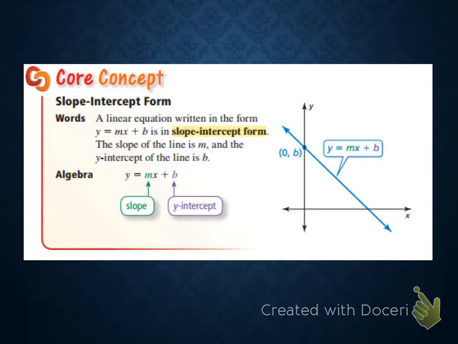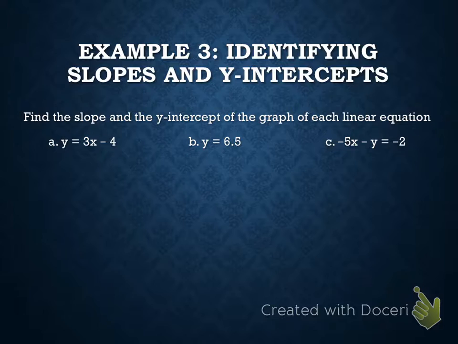Now, how can we use this slope? This is when we use the slope-intercept form. A linear equation written in the form y equals mx plus b is in slope-intercept form. The slope of the line is m, and the y-intercept is b. So if we can get it in this form, you can figure out right away what the slope is and what the y-intercept is. So let's look at some examples here.